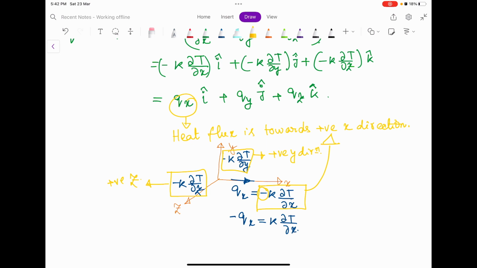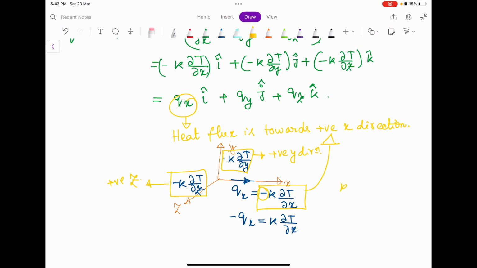Because the change in temperature with increasing x should be negative. Only then the heat can flow. So this minus del T del x is indicating that the temperature is decreasing towards increasing x. If the temperature is decreasing towards increasing x, that means the heat will also flow towards increasing x, that means towards the positive x direction.